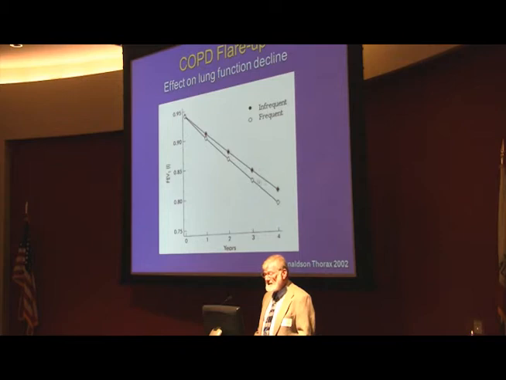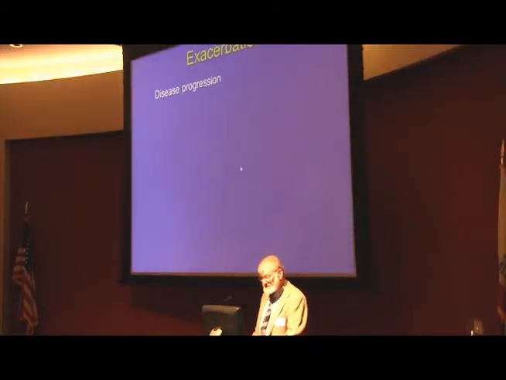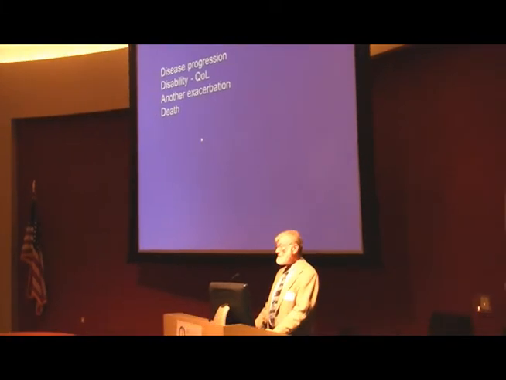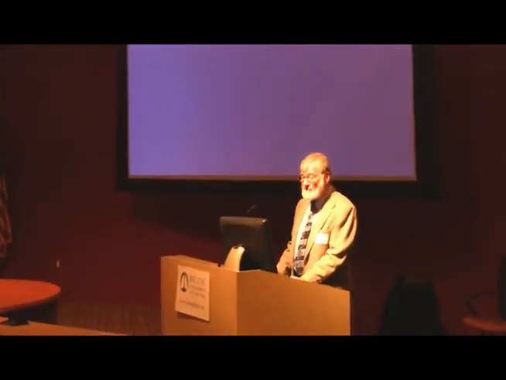Well, people who have frequent exacerbations end up having more rapidly developing disease, more rapidly progressing disease. And so exacerbations lead to disease progression. It will actually lead to disability, lower quality of life. Another exacerbation is more likely. And they're more likely to die, especially if they get hospitalized. One of the studies showed that they have a 12% chance of not making it from the hospital. So we've got to prevent hospitalizations. That would be a great goal. And it's a higher cost, of course.